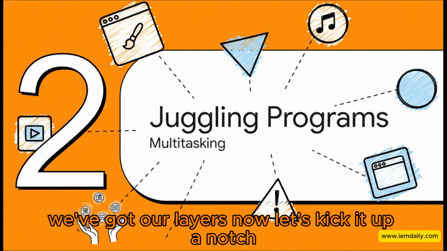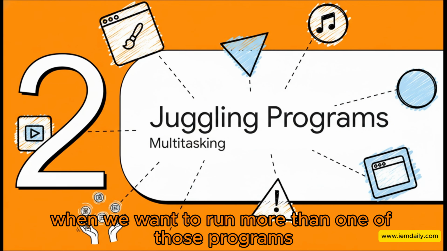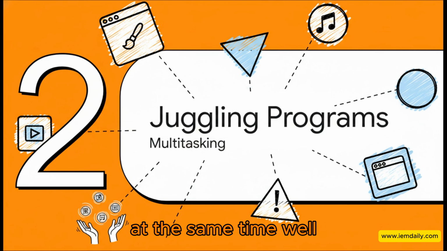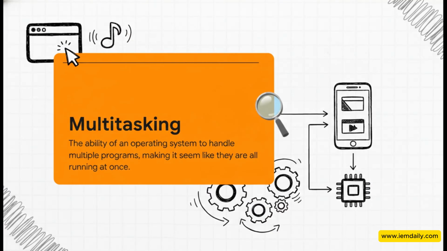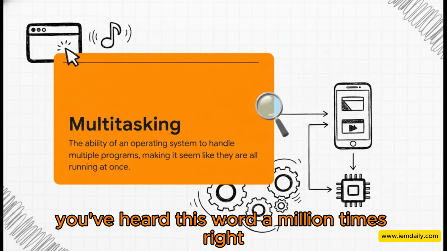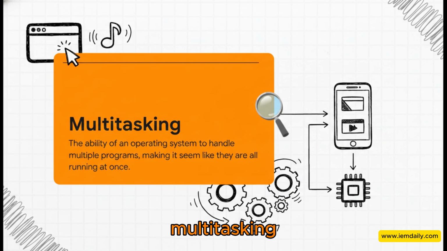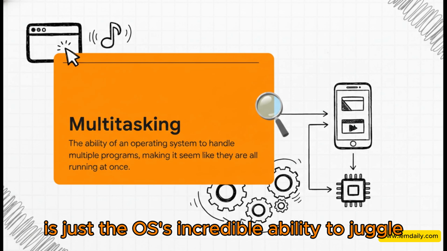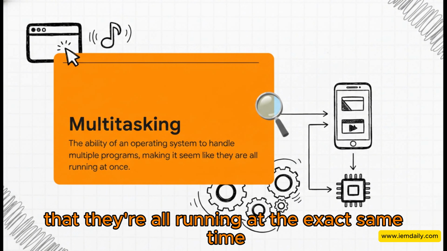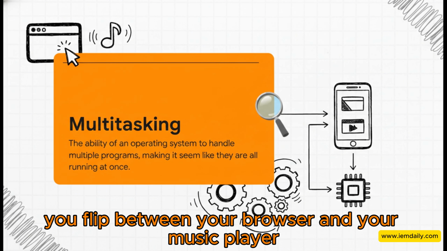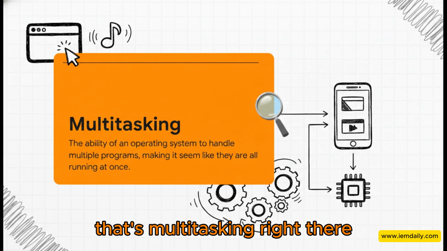All right, we've got our layers. Now let's kick it up a notch. What happens when we want to run more than one of those programs at the same time? Well, this brings us to the really powerful idea of multitasking. You've heard this word a million times, right? In the world of computers, multitasking is just the OS's incredible ability to juggle multiple programs at once, creating the seamless illusion that they're all running at the exact same time. Every time you flip between your browser and your music player, that's multitasking right there.